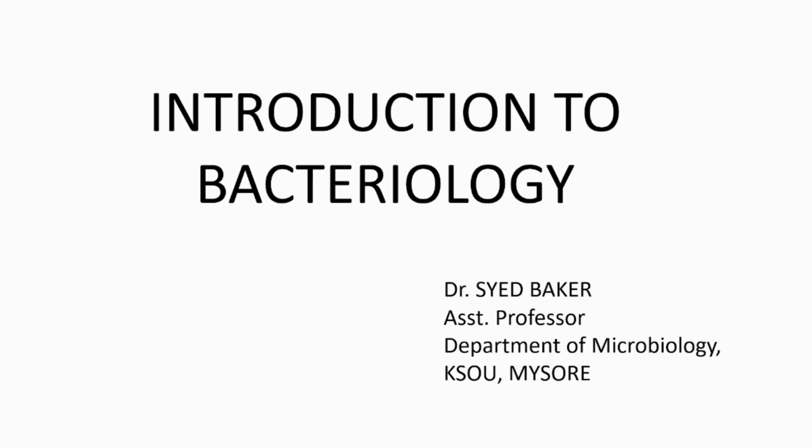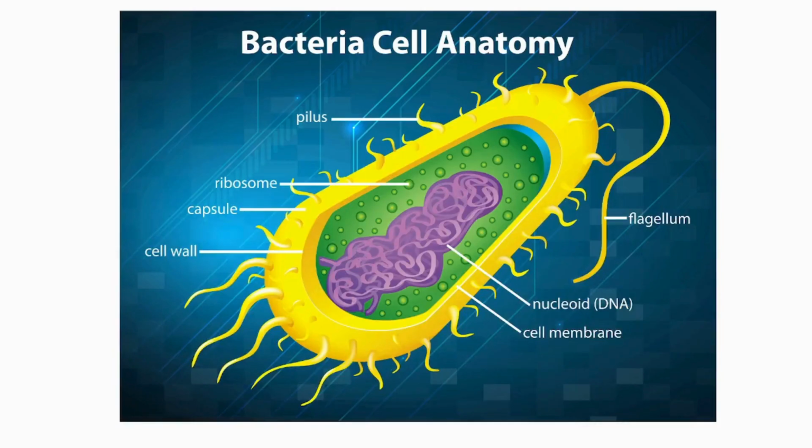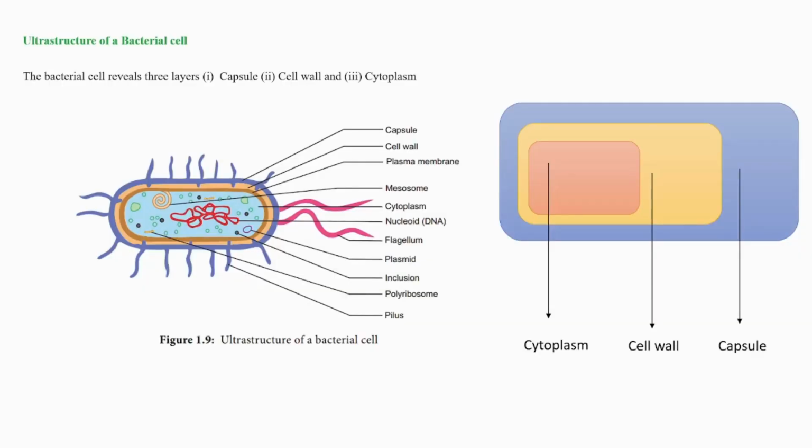Hello, my dear students. In this class, let us discuss bacteriology, the ultrastructure of bacteria. In the previous class we discussed the cell wall and the structure of the peptidoglycan layer. Apart from the peptidoglycan layer, there are other components which play a very important role in the bacterial cell. So this is the anatomy of the ultrastructure of a bacterial cell.